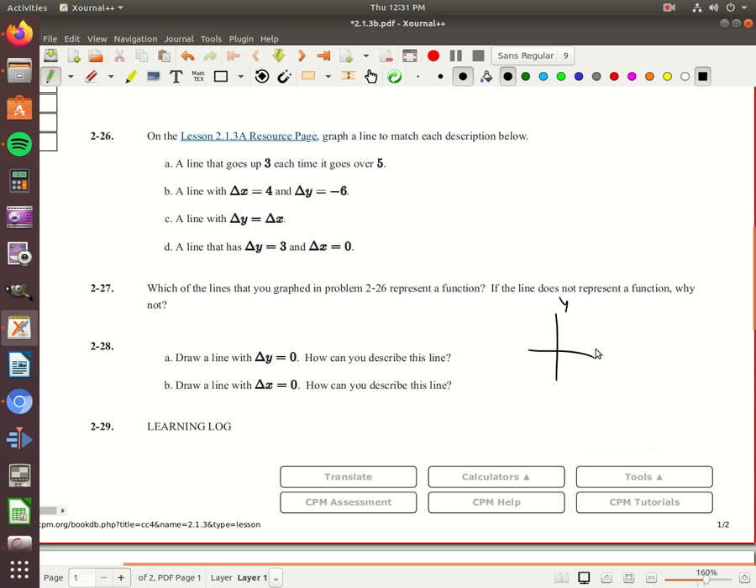So that means it doesn't go up or down, right? It just goes side to side. So how can you describe this line? I would say it has a slope of 0. Now draw a line that has a change of x of 0. So the x isn't moving. And again, we say our slope is undefined here. Big difference between the two. So be real careful when you get to these kinds of slopes.